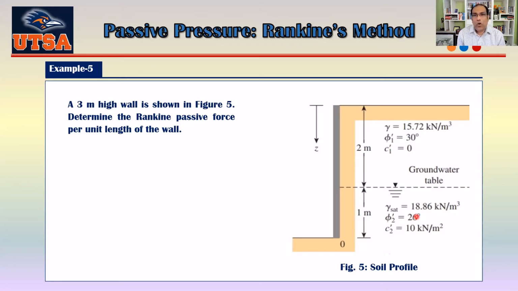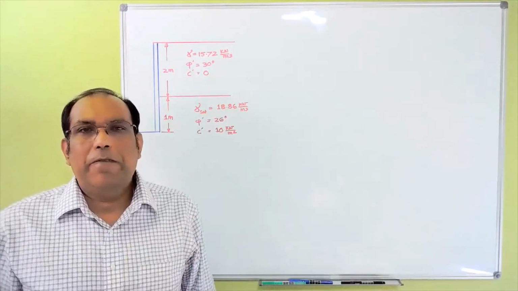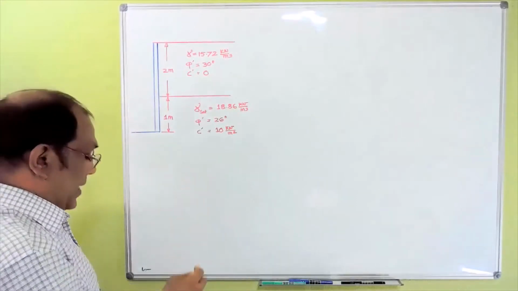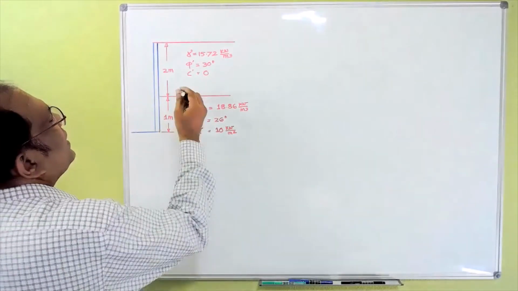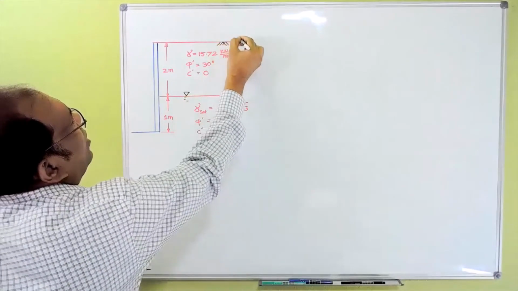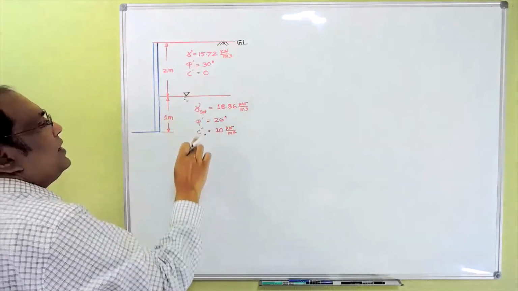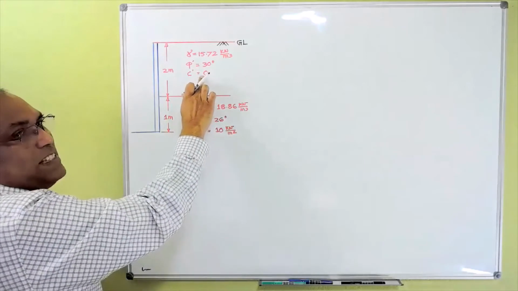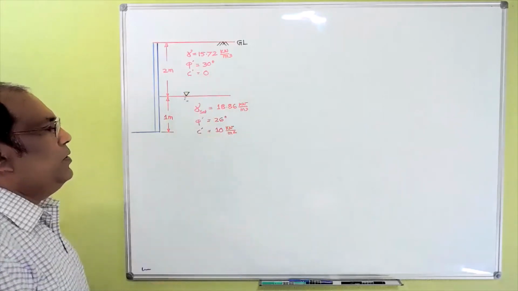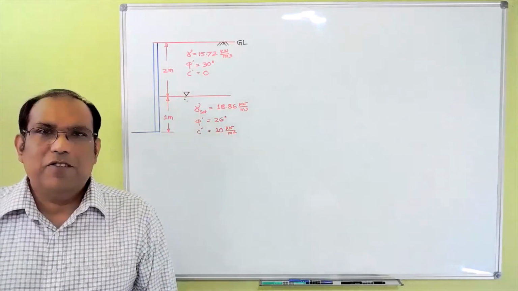Now let's go to the board and see how we can solve the problems. So this is the figure for problem number 5. You can see here that you have a water table, and this is your ground level. This is one type of soil, and this is a different type of soil, because here C is equal to 0, and here C is equal to 10 kilonewton per meter square. So it's a C-phi soil. On the other hand, this one is kind of sand or silt.